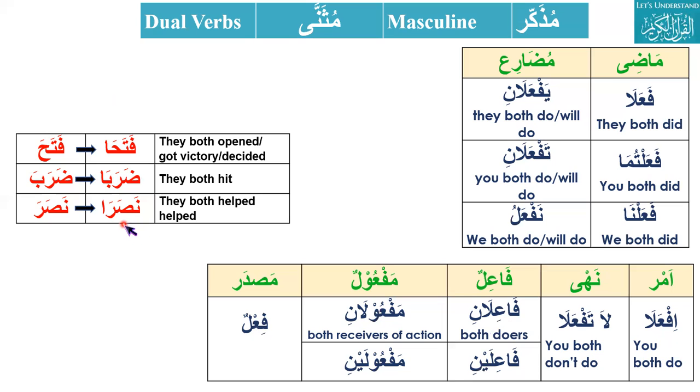If we take nasara, you know nasara yansuru. Yansuru is singular. What is the dual? Yansurani. Okay, go ahead and fit here. Nasara means he helped. Nasara, they both helped. Okay, fit it here, please. Nasara, nasartuma, nasarna. Yansurani, tansurani, nansuru.